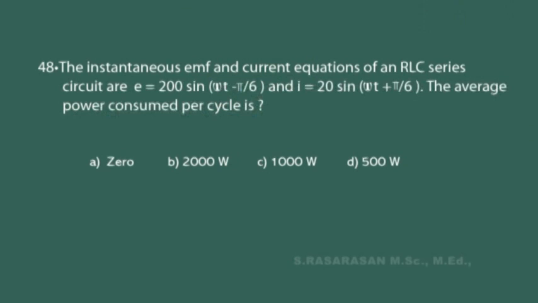Next, 48. Instantaneous EMF and current equations in an RLC series circuit. From this concept of electromagnetic induction, alternating current circuits, that is the AC circuit with resistor, with inductor, with capacitor, all three, the RLC circuit. The two equations are given: instantaneous EMF, instantaneous current. What is the average power consumed per cycle? Let me repeat the sum. The instantaneous EMF and current equations of an RLC series circuit are E equal to 200 sin omega t minus pi by 6 and I is equal to 20 sin omega t plus pi by 6. The average power consumed per cycle is dash.